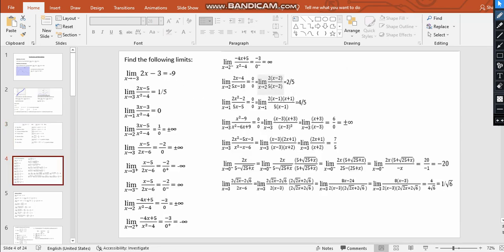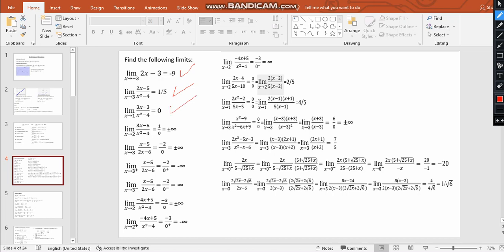Let us do some limits. Limit as x tends to 3, you replace x by 3, very simple. Limit here as x tends to 3, it will be 6 minus 5 is 1 over 9 minus 4, 5. Limit as x tends to 1, it's 0 over minus 3. 0 over minus 3 is 0.